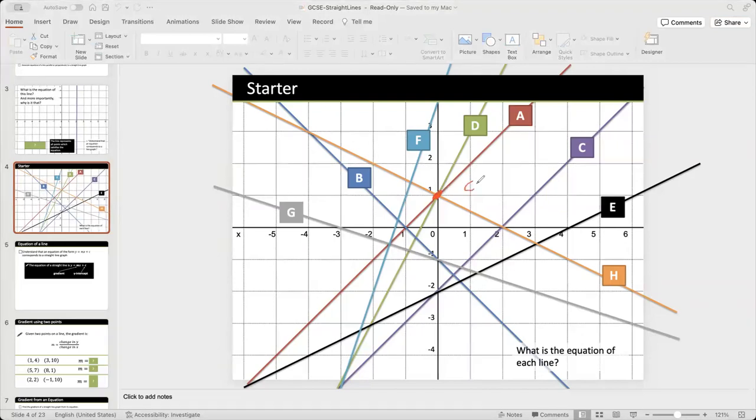So c is going to be equal to 1. Why do you think c equals 1? Because that is where it crosses the y-axis. If they ask you what the y-intercept for C is, try and have a go. You can pause the video and I will tell you the answer in a sec.